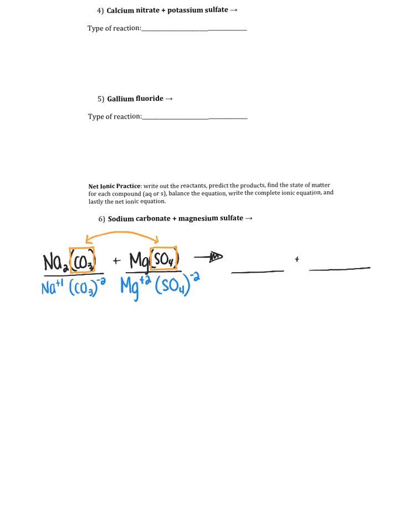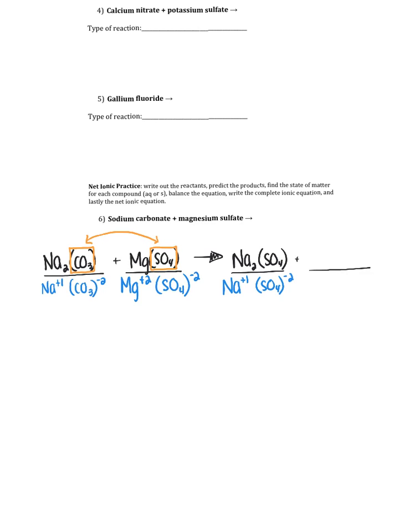Now, just like we did with number 4 on the worksheet, we're going to switch the anions to get our products. So the first product is going to be sodium, which has a +1 charge. But now instead of carbonate, it switches, and we're going to have sulfate, which has a -2 charge. So when we crisscross those charges around, we are going to end up with Na2SO4.